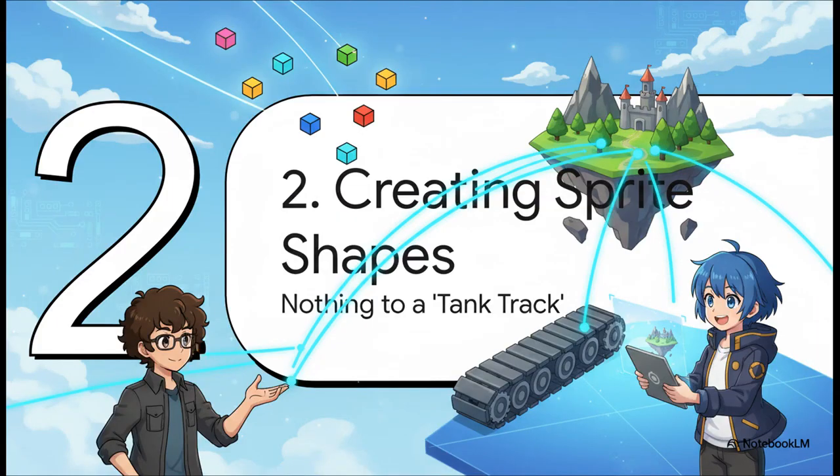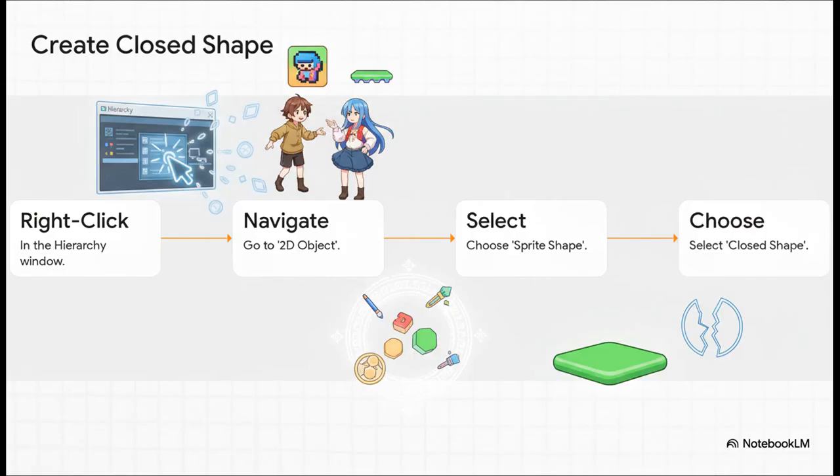All right, project is ready, assets are in. Now we get to the real meat of this thing. In this next part, we're going to create the actual sprite shape object itself. This is the piece of digital clay that we're about to turn into our awesome snowy landscape. So over in the Hierarchy window on the left, just right-click. In the menu that pops up, go down to 2D Object, then Sprite Shape, and you'll get a couple of choices. We want to pick Closed Shape.